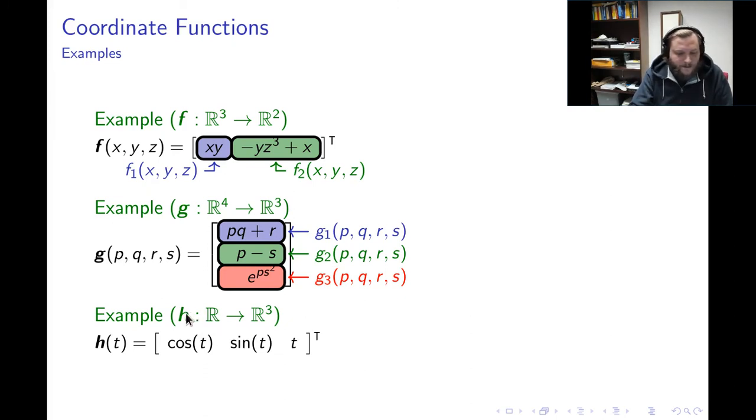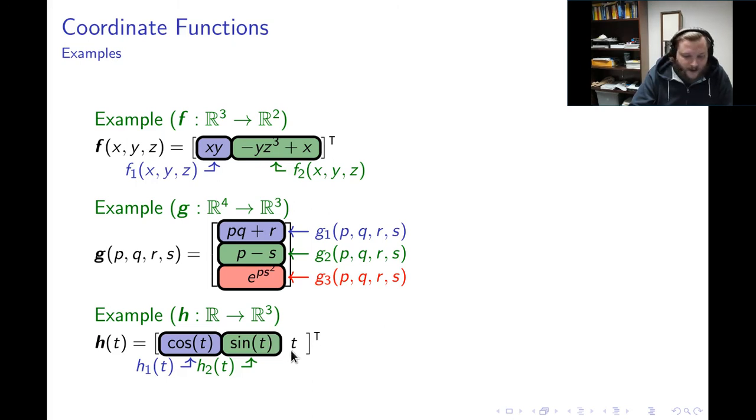Here's a third example. This is a function h from R to R3. That means that this function accepts 1 input, and with that 1 input, we construct 3 scalar outputs. The first scalar output here is cosine of the input, which I'm calling t. So that will be labeled as h sub 1 here. The second output is sine of the input, so sine of t, which I'm labeling as h sub 2. And the third output is just t, whatever the input was, and I'm going to call that h sub 3. So anytime you construct a rule that goes from Rn to Rm, you can look at the individual coordinate outputs, and each one of those outputs is itself a scalar field.